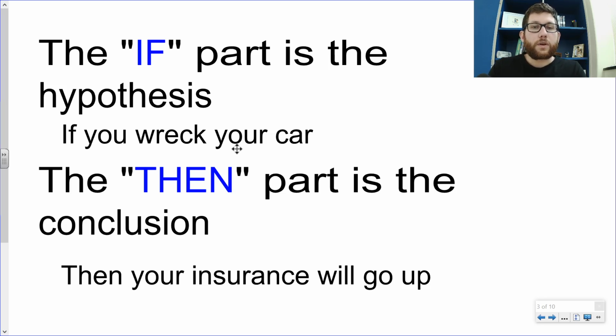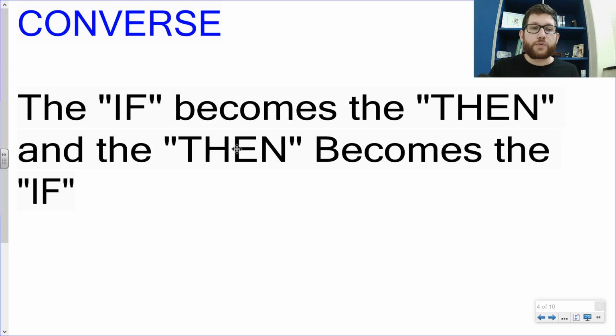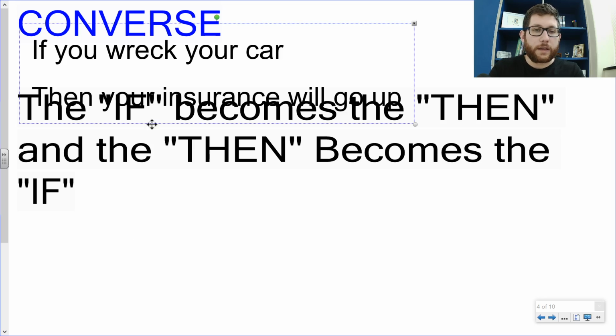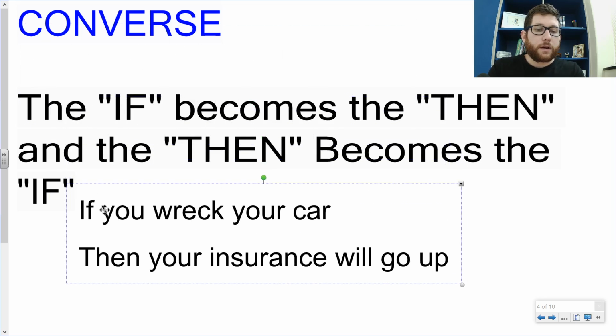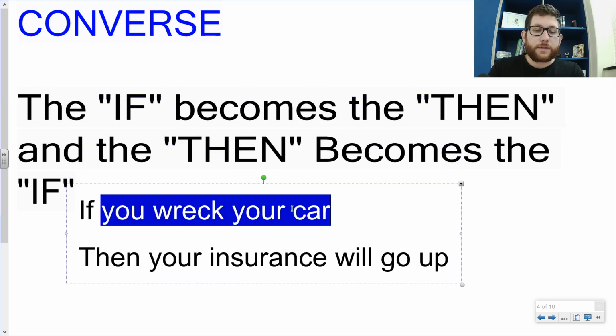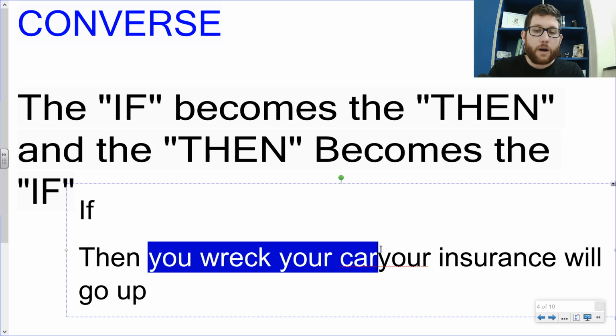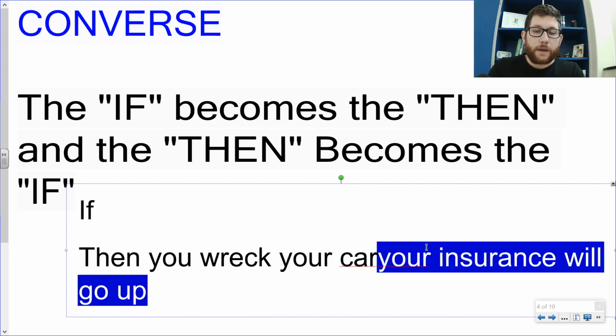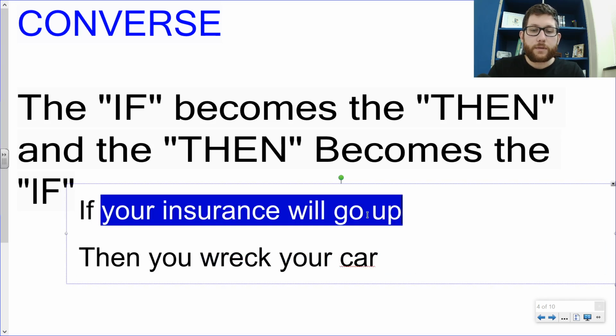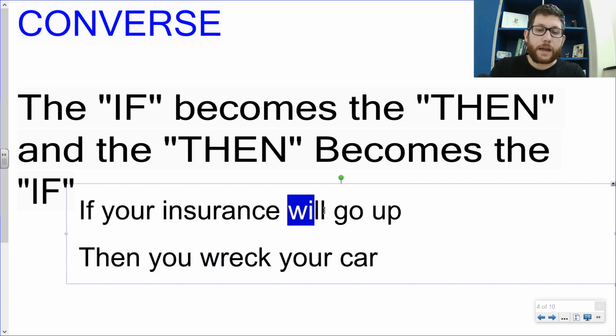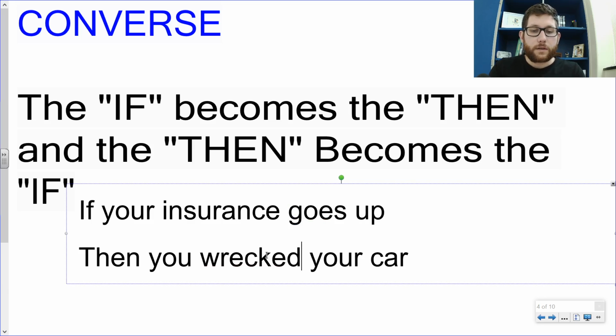So what we're going to learn is three different ways we can reorder this statement. The first way is called the converse. The converse happens when the if statement becomes the then statement, and the then becomes the if statement. So let me show you what I mean. What we're going to do here is swap these two. Instead of saying if you wreck your car, then your insurance goes up, we'll say if your insurance goes up, then you wrecked your car.